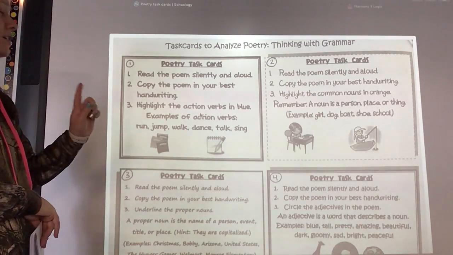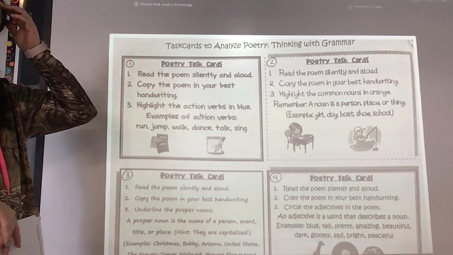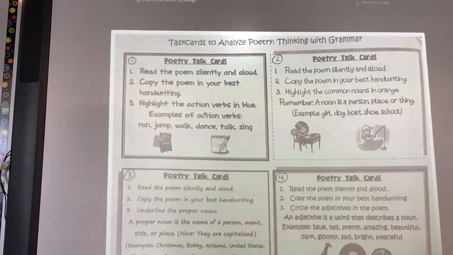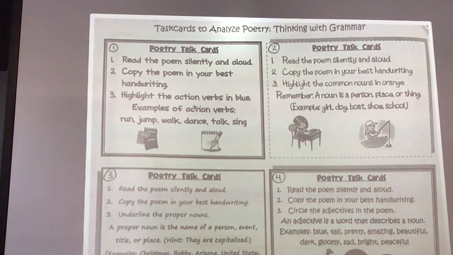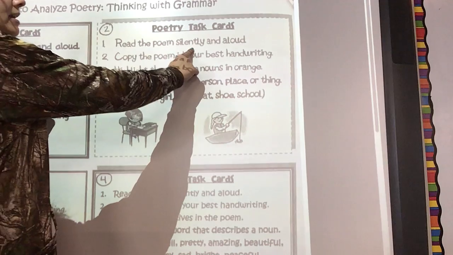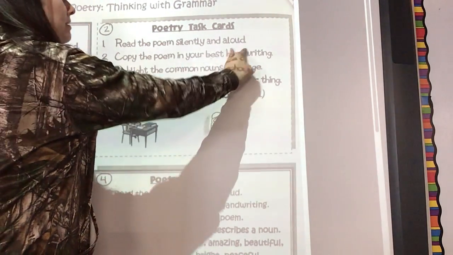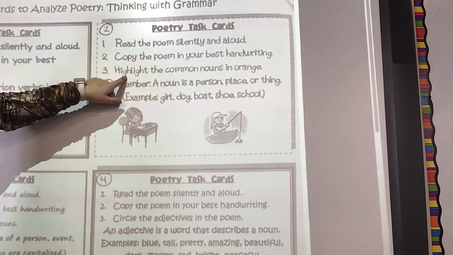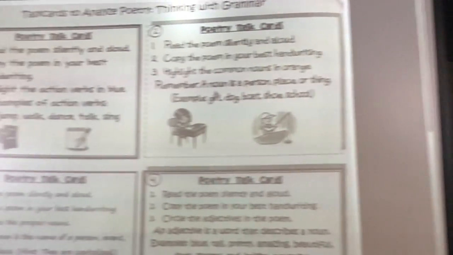Okay? If you're not sure on a part of speech here, so action verbs, I really can't remember what that is. Should you guess? No. Go back through, use your iPad, and look up what are action verbs. I can't remember, and that's okay if you have forgotten. All right, poem number 2. Read the poem silently. You may cross off aloud. You may cross off to copy the poem. You have to either highlight, circle, or underline the common nouns. Okay, the common nouns.